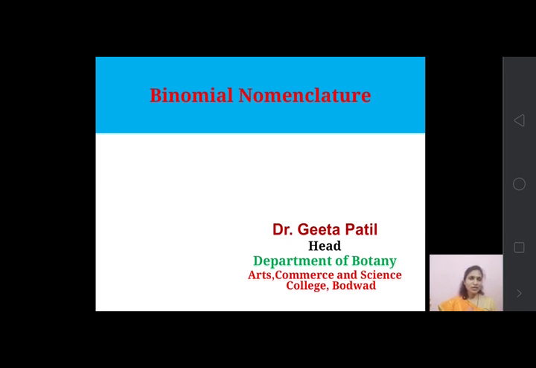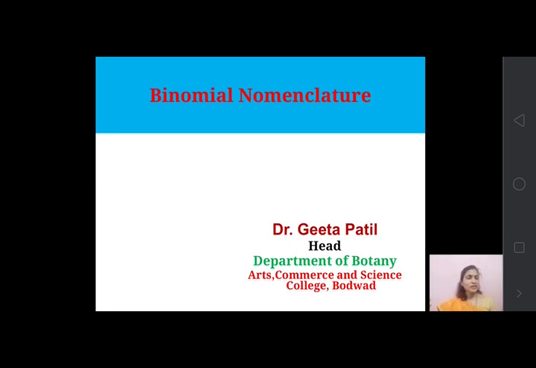nomenclature. The functions of taxonomy are three: classification, nomenclature and identification. So nomenclature is nothing but giving the name to a particular plant. Plant binomial nomenclature is different from zoological binomial nomenclature. It is the naming of the plant, or giving a particular specific scientific name to a particular plant.